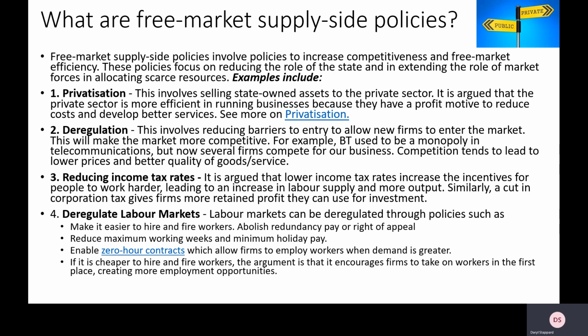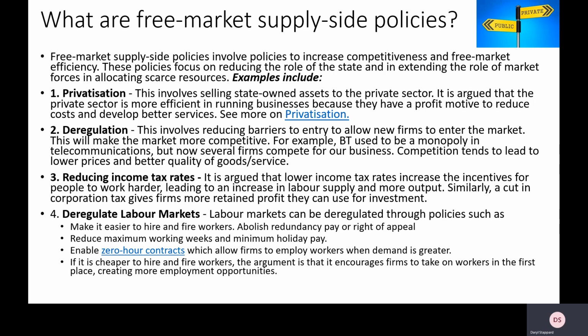If we sell these businesses off to the private sector, then we call that privatisation. We're allowing profit-making companies to run these industries for us. And as soon as these firms come in, they want to generate profit. So they start to squeeze costs, they invest more money into capital, and that should lead to more productivity improvements across the economy. Linked to this is something called deregulation.